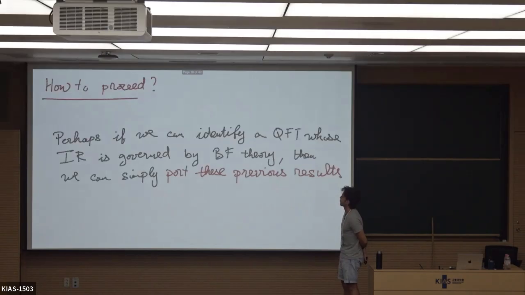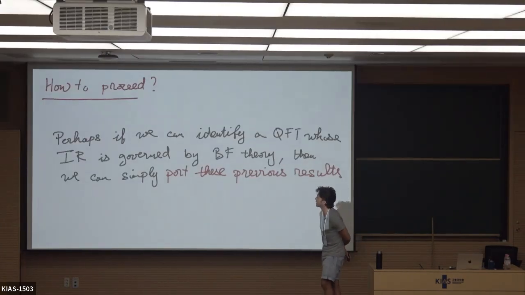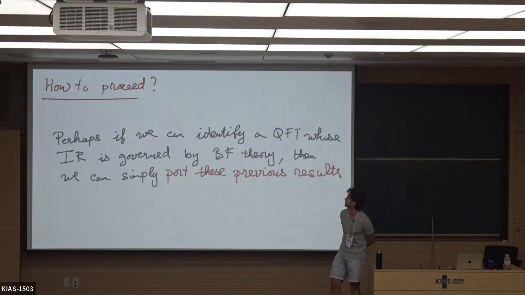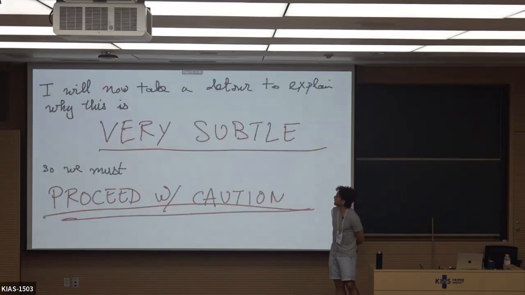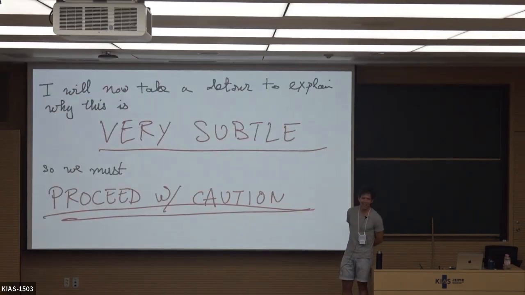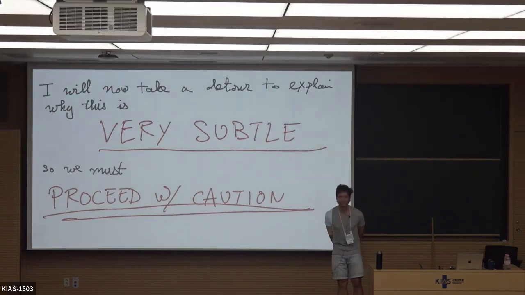Okay. So how do we proceed? Well, if we can somehow identify a QFT whose infrared is governed by BF theory, then maybe we can simply port the results from the previous section to de Sitter. That's one idea. But I want to mention that this is very subtle, and we have to proceed with caution whenever we're dealing with de Sitter.